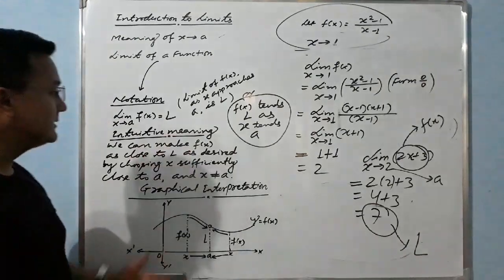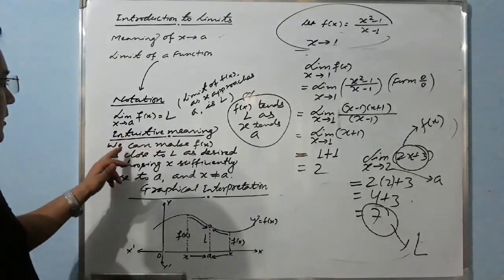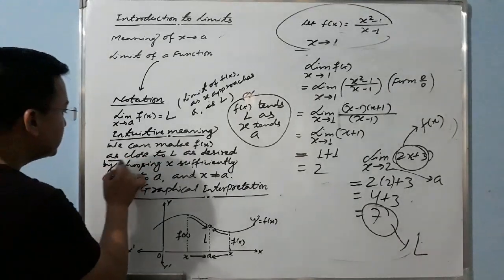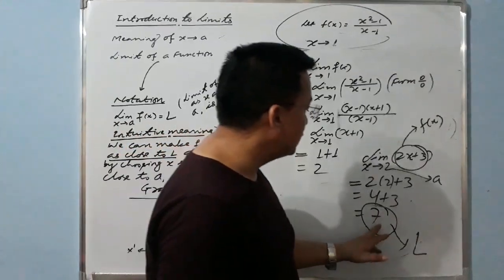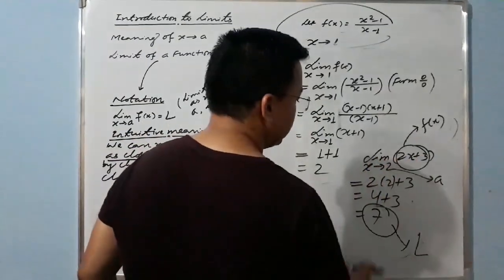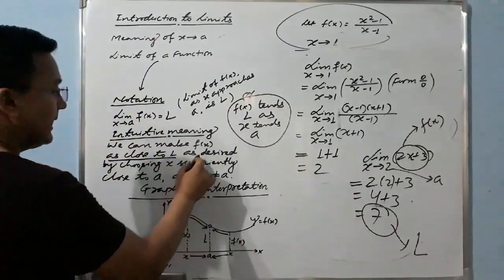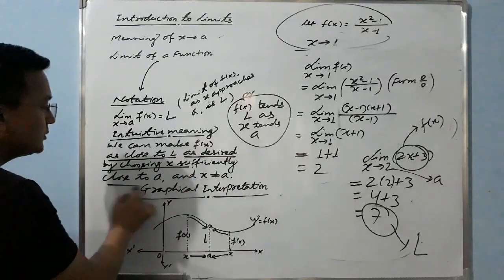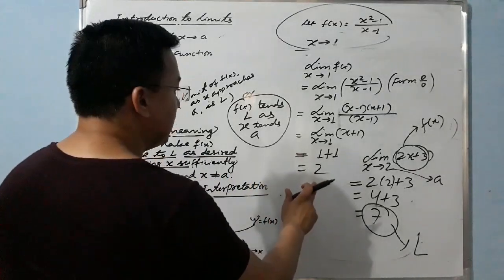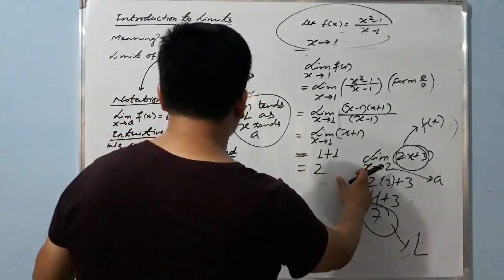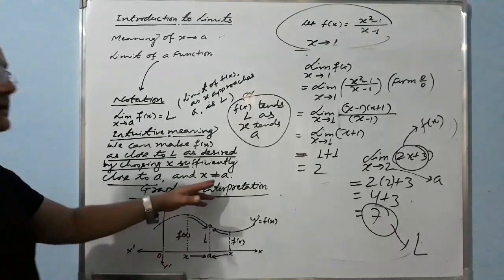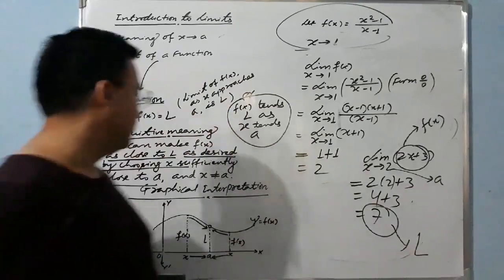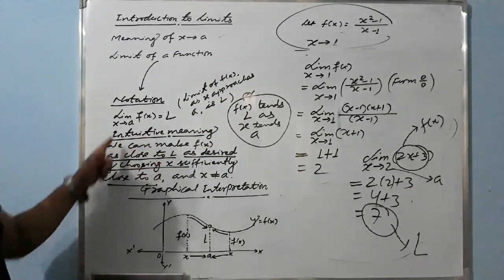Let's summarize the intuitive idea. We can make f of x as close to L, very interesting, as close to 7. Here 2x plus 3 can be made as close to 7 as desired by choosing x sufficiently close to a, meaning sufficiently close to 2. And x is not equal to a, so definitely here x tends to 2 means x is not equal to 2. So I think the intuitive meaning is clear.